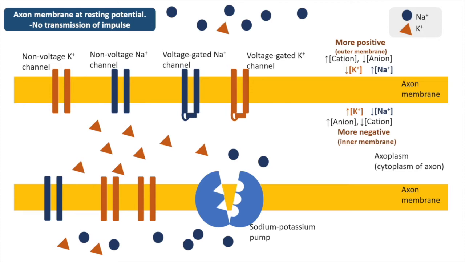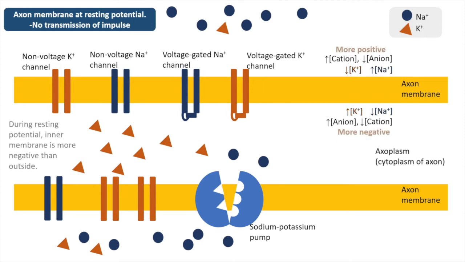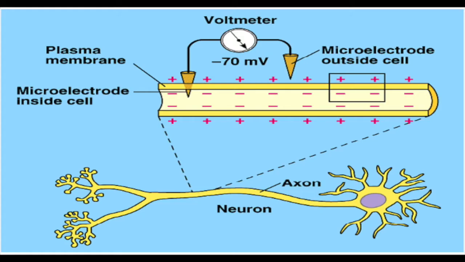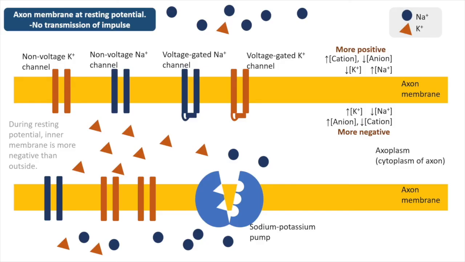The membrane potential of the neuron when there is no transmission of impulse is called resting potential. Resting potential is typically between minus 60 mV and minus 80 mV. To make it easier for us, let's consider minus 70 mV as the voltage for resting potential.